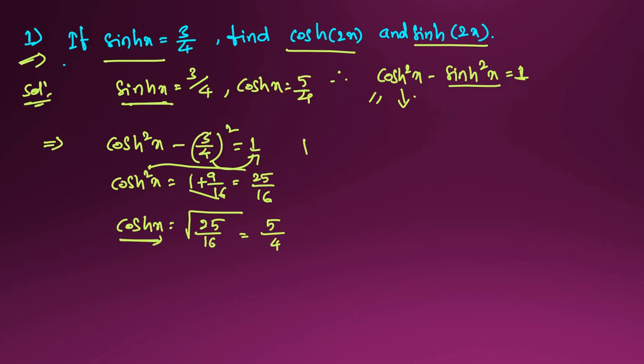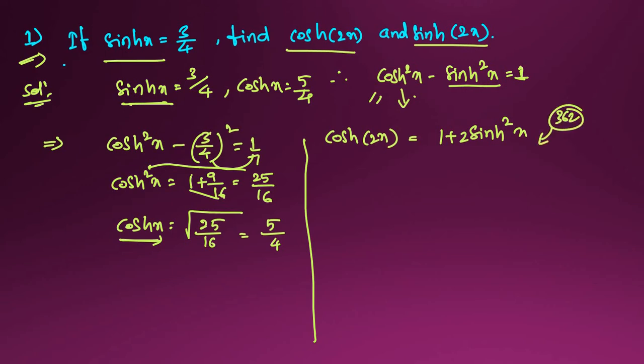So what we have to find first here? The cosh 2x we have to find here. So the formula for cosh 2x is equal to 1 plus 2 sinh square x formula here we have. So I told you already in the identities, or it will come on page number 362, you will find this formula here. Okay, cosh 2x is equal to 1 plus 2 sinh square x.